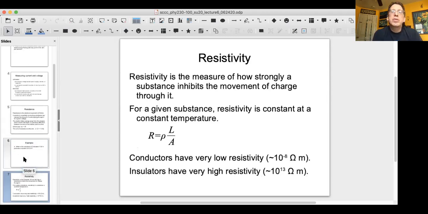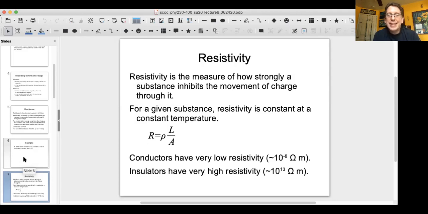Now, in order to determine the resistance of a resistor or a stretch of wire or something along those lines, you need to know the substance that's involved and the resistivity of that substance. So resistivity is a substance-specific property, kind of like density that we talked about at the very beginning of the semester. And it's a measure of how strongly the substance inhibits the movement of charge through it. Resistivity is constant at a constant temperature, but it does vary a little bit with temperature. And so we'll talk about that.